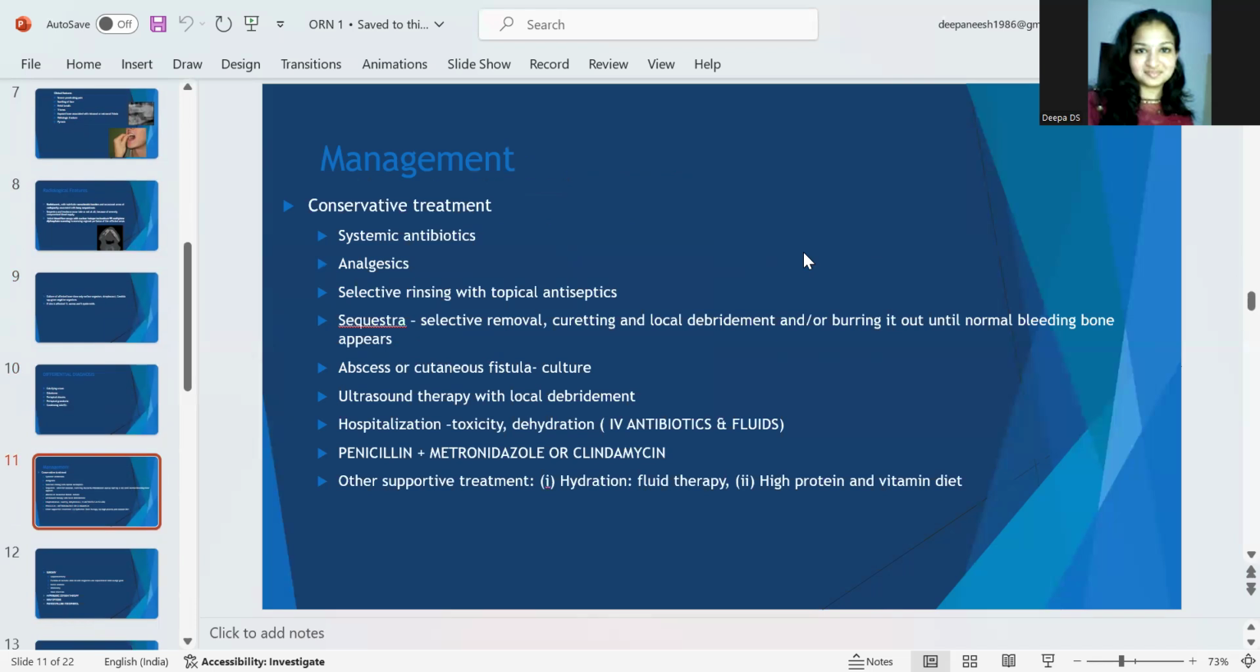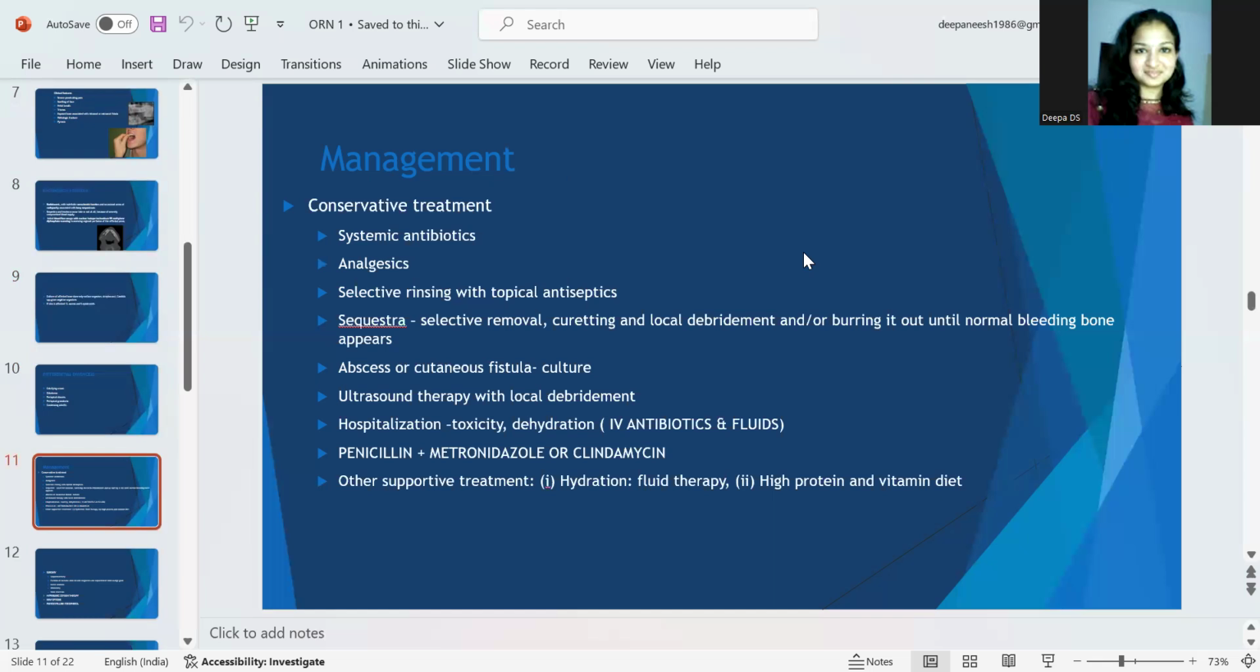And management: conservative treatment includes systemic antibiotics, analgesics, selective rinsing with topical antiseptics. If sequestra is present, selective removal can be done, curettage and local debridement can be done, or burring it out until normal bleeding bone appears. Abscess or cutaneous fistula, if present, should be sent for culture.